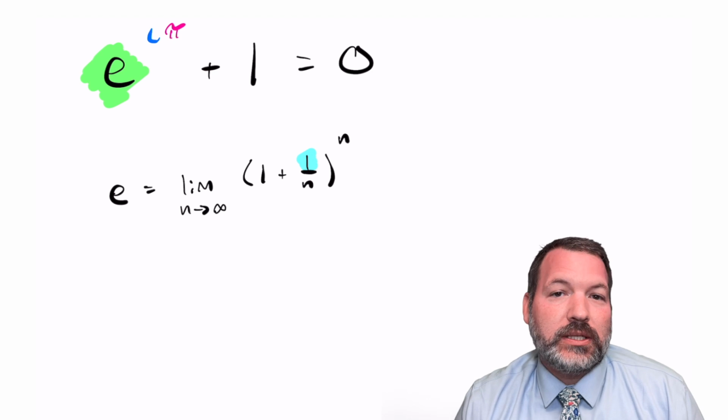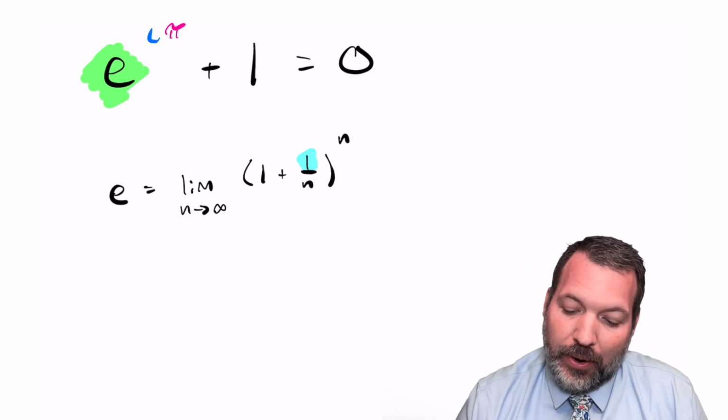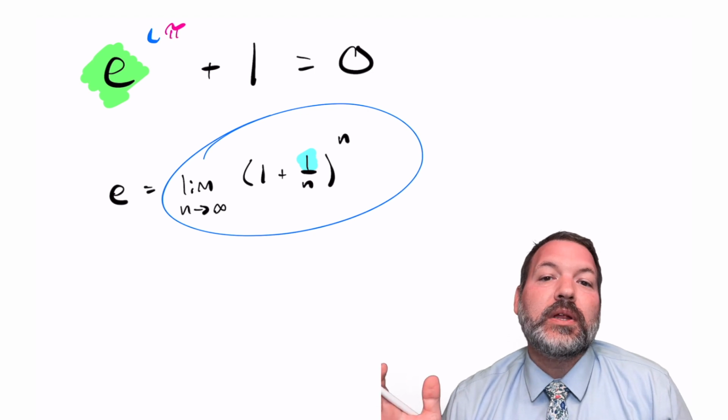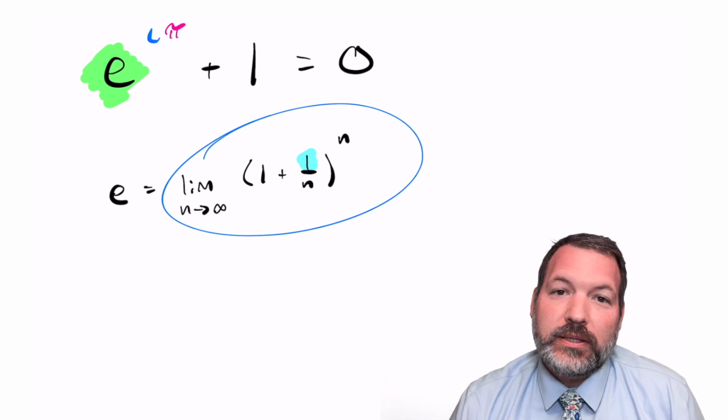But for now, we're just going to stick with regular old e to the first power, and we are going to prove this limit as n grows to infinity. What is the limit of 1 plus 1 over n to the n power?